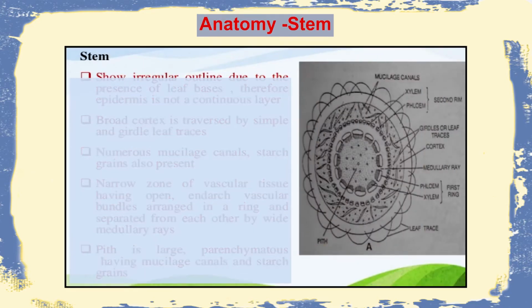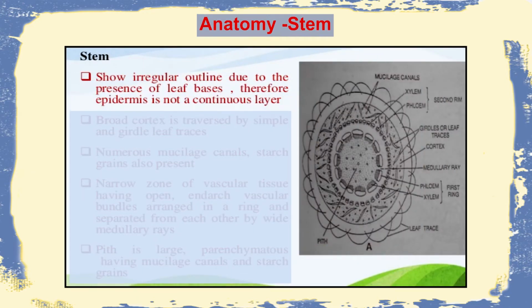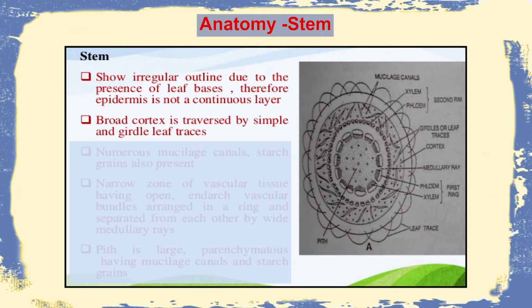Coming to the internal structure or the stem anatomy. Actually, the stem, the outside epidermis is irregular because of the presence of leaf bases, and that is why epidermis is not continuous, or rather it is discontinuous in nature. There is a thick band of broad cortex with simple and girdle-like leaf traces. There are innumerable mucilage canals, and the cells also store starch grain.